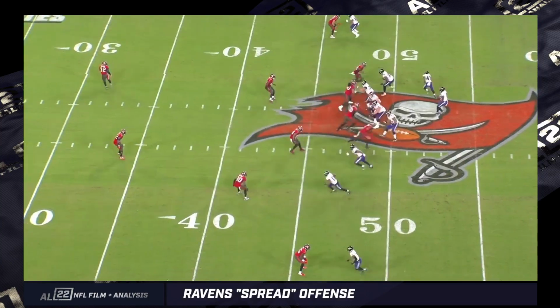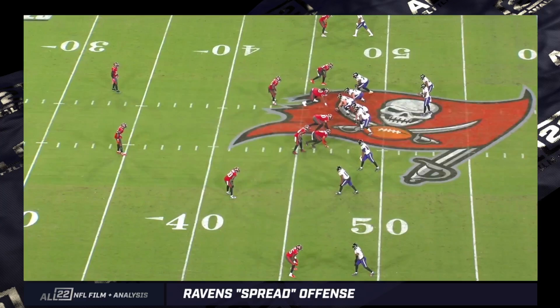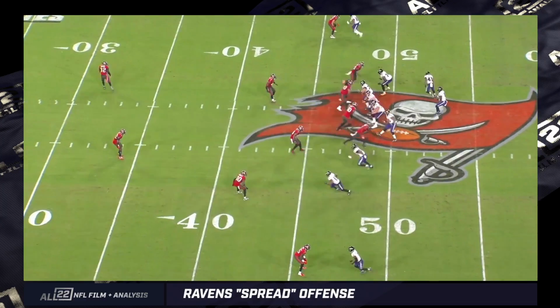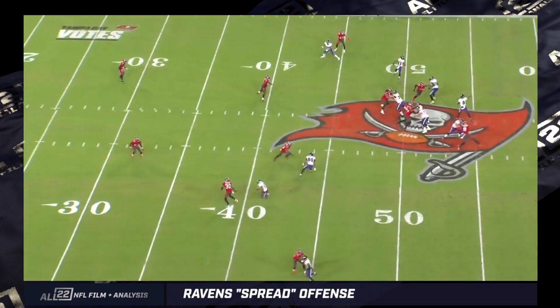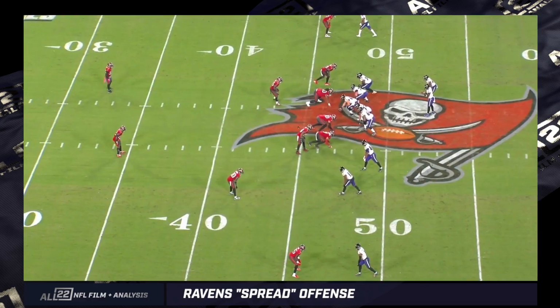So this is snag flat backside. I kind of alluded to this a little bit. Lamar's seeing cover 2 on the backside. He's just reading the corner and the linebacker. The linebacker is not going with the running back. So I'm talking about this linebacker going with the flat route. If the linebacker goes with him, then Lamar knows he's probably got man. The linebacker sits, he knows he's probably got some zone. Someone's got to take the running back.